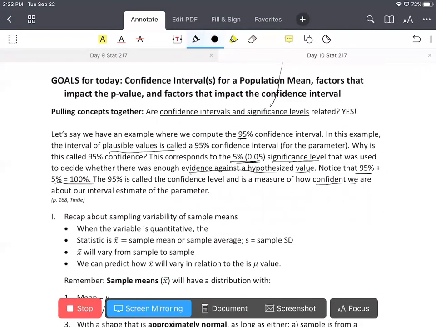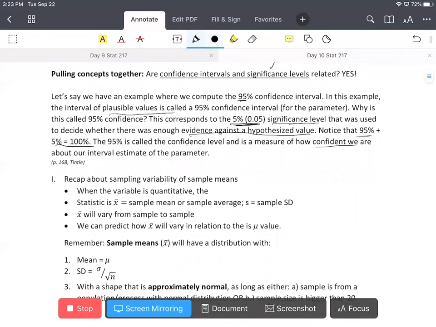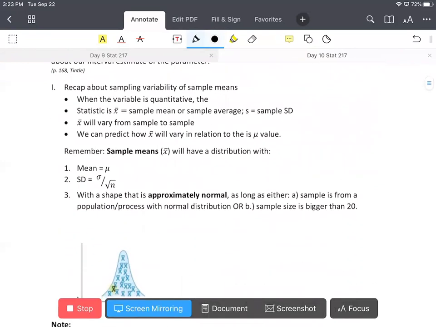You can read it. Hopefully you are reading it because it is a good textbook, but I just wanted to pull that together so you could see that. So a quick recap about sampling variability. We're going to talk about sample means this time. Last time was about proportions. This time you're going to do it based on means. When the variable is quantitative, the statistic is X bar, the sample mean or sample average, and S is what we use for standard deviation there.